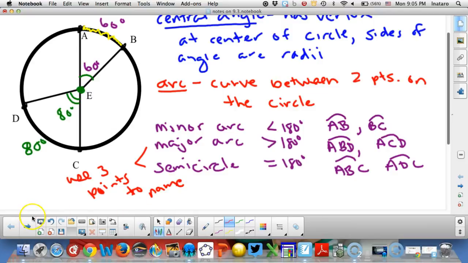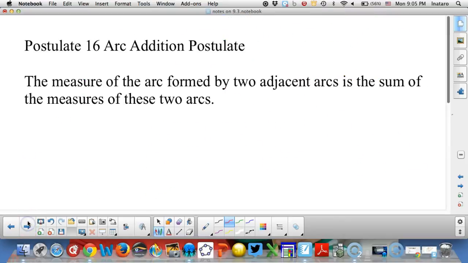All right, let's take a look at the arc addition postulate and Theorem 9.3. The arc addition postulate is very similar to the segment addition postulate and the angle addition postulate. Let's see what this postulate says. It says that the measure of the arc formed by 2 adjacent arcs is the sum of the measures of these 2 arcs. Right, that's not very helpful unless we have a picture.